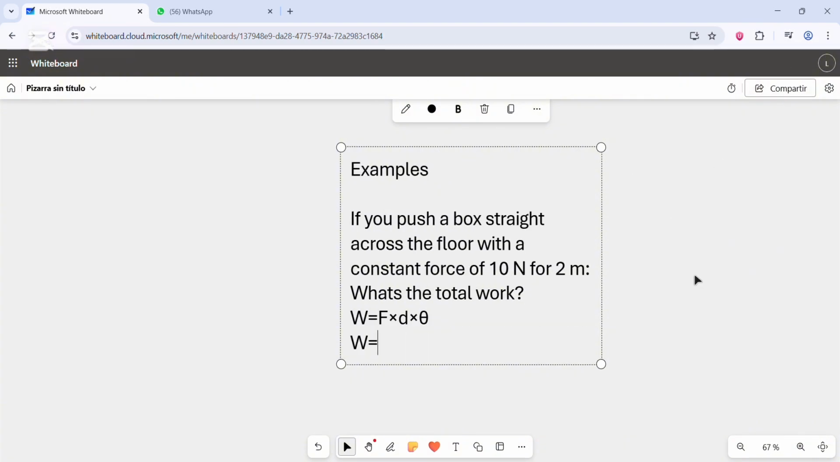So, here we have one example. If you push a box straight across the floor with a constant force of 10 newtons over 2 meters, what's the total work? So, according to the formula, force is equal to 10 times 2 meters of distance times cosine of 0, because in this exercise we have no angle. The result is 20 joules of work.